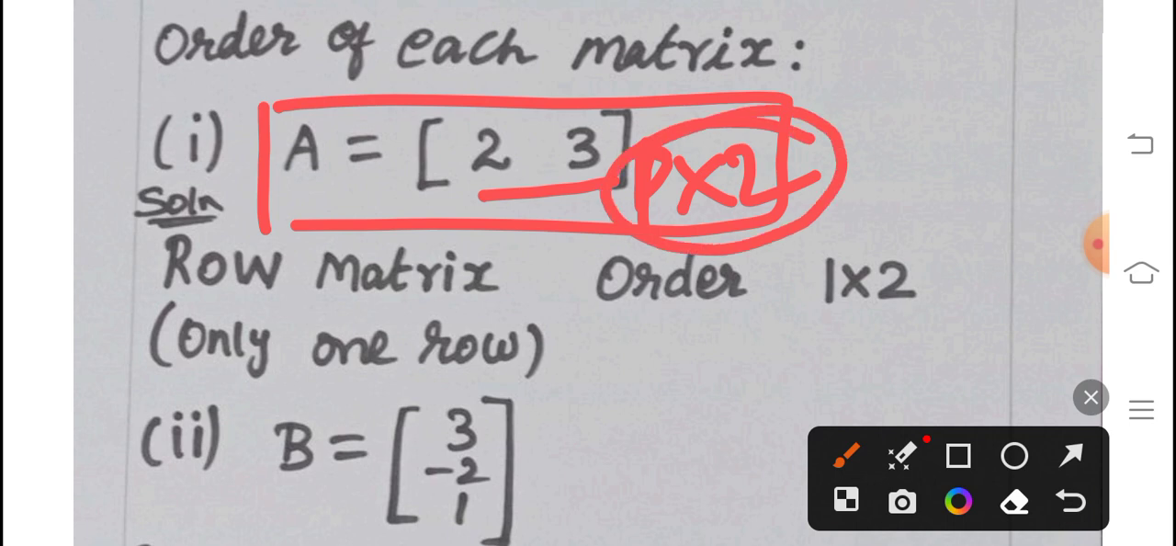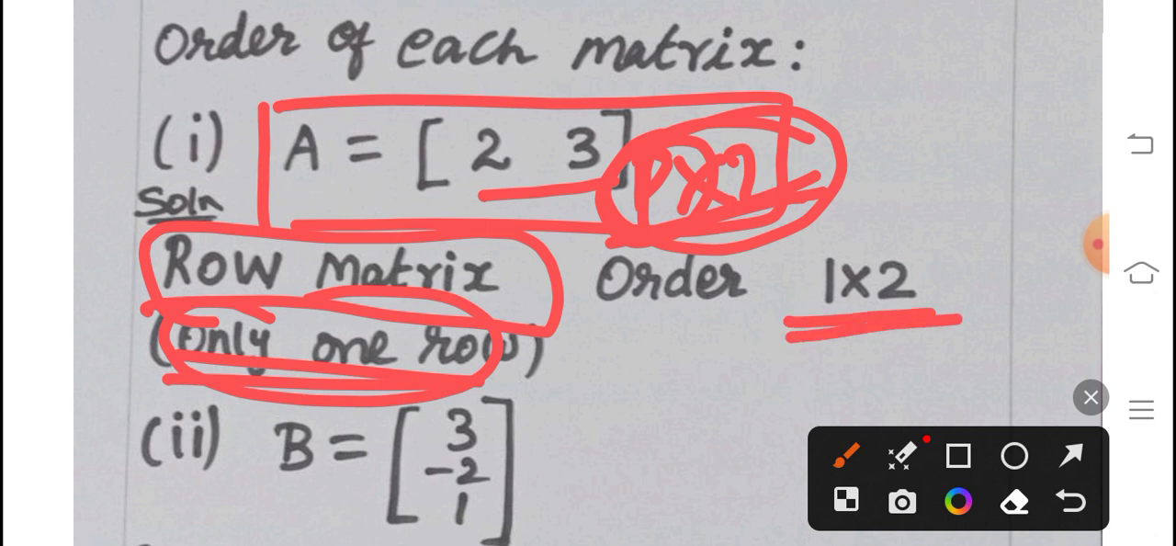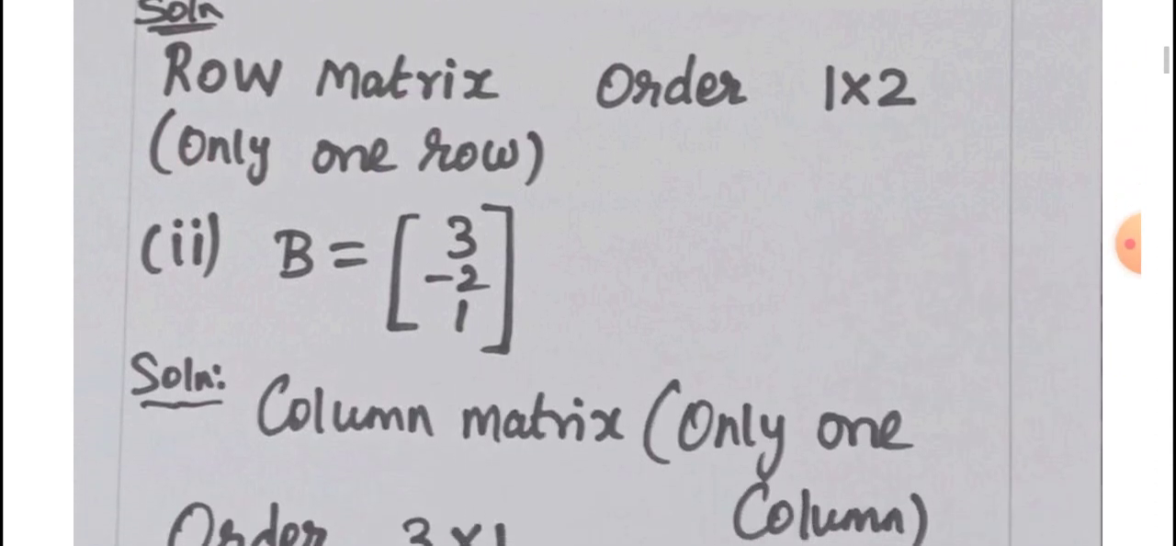So the order is 1 by 2. You have only one row, so we can call it a row matrix. They just asked to identify the type of matrix. Since I'm not giving the definitions here, I just mention on the side: row matrix has only one row, column matrix has only one column. In the exam, it's not necessary to write that. So the order is 1 by 2, and the first subdivision is clear, it's a row matrix.